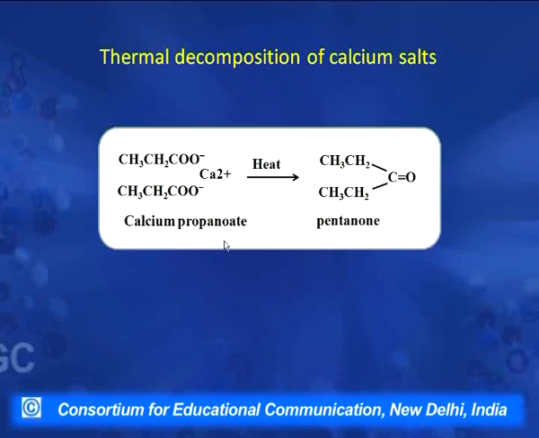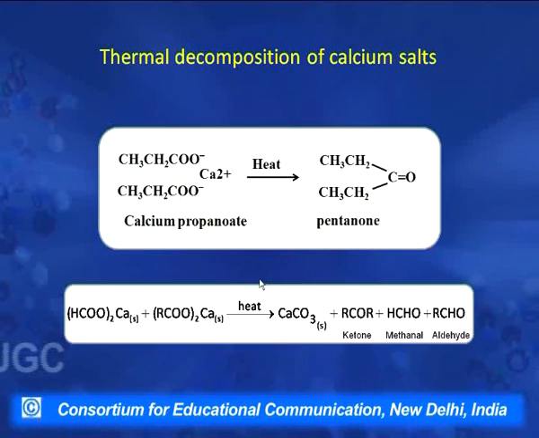Say if we have calcium propanoate, then on heating this calcium salt, the COO of one acid molecule and 1 oxygen from the other are lost as calcium carbonate, and then these ethyl parts combine to give, say in this case, pentanone.